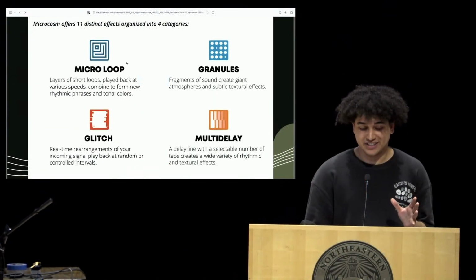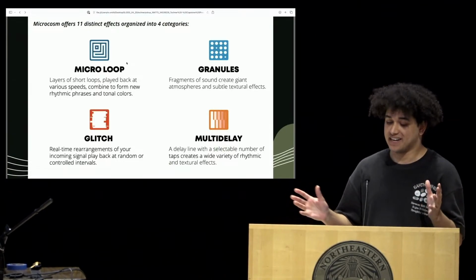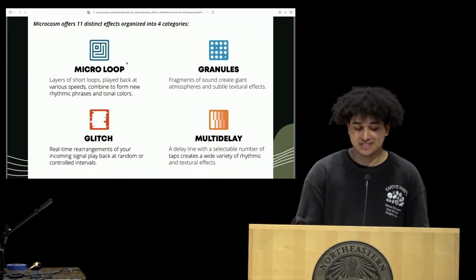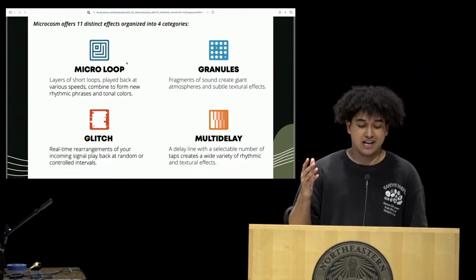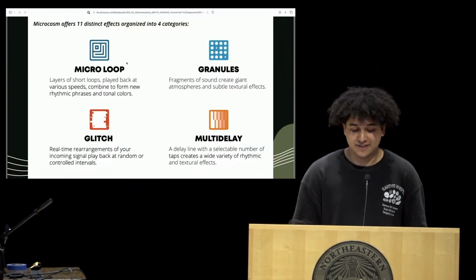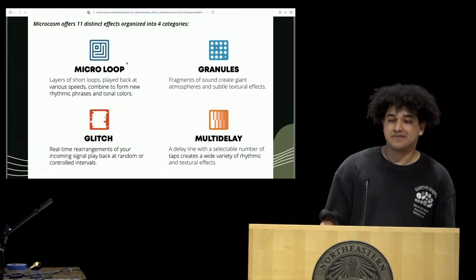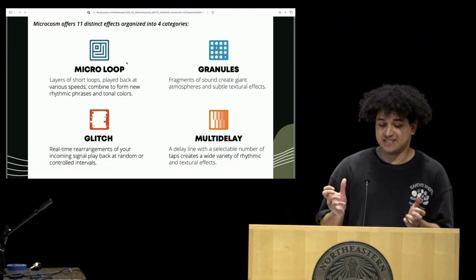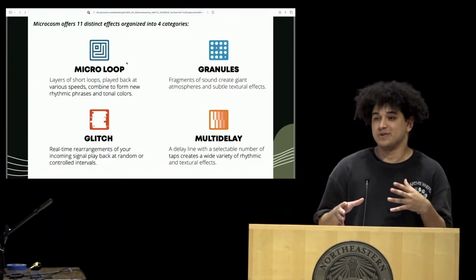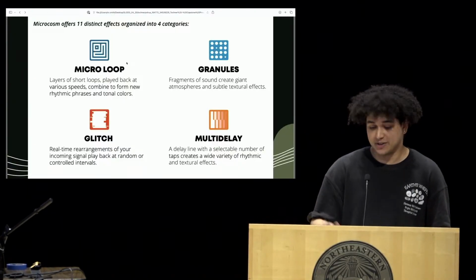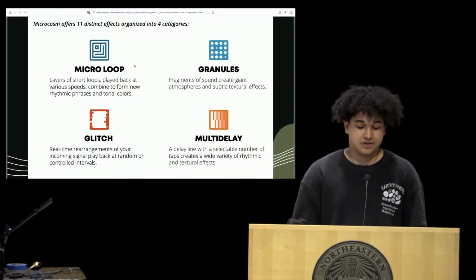Here are the 4 categories that the effects are organized into. My favorite of these being the microloop and granule section. The microloops are a layer of short loops played back at various speeds, combined to form new rhythmic phrases and tonal colors. It's a very choppy sound, which is nice in contrast to the granules, which give you really nice and luscious pads. Fragments of sound create giant atmospheres and subtle textural effects.